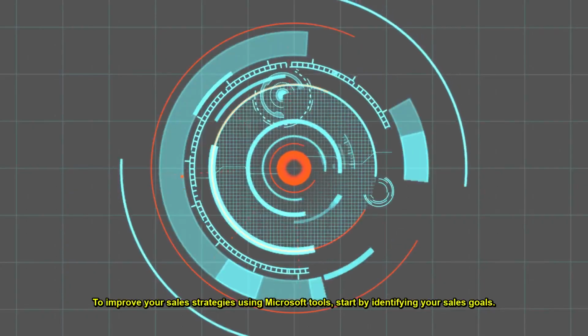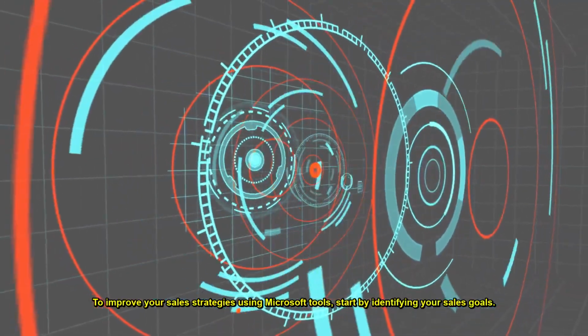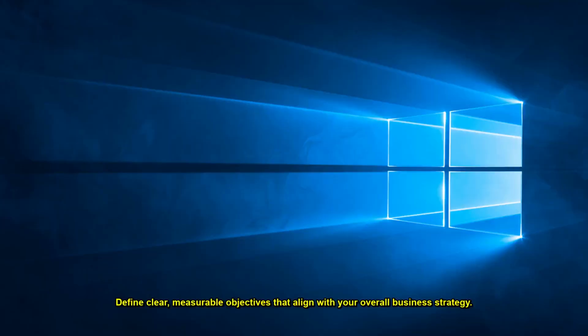To improve your sales strategies using Microsoft tools, start by identifying your sales goals. Define clear, measurable objectives that align with your overall business strategy.